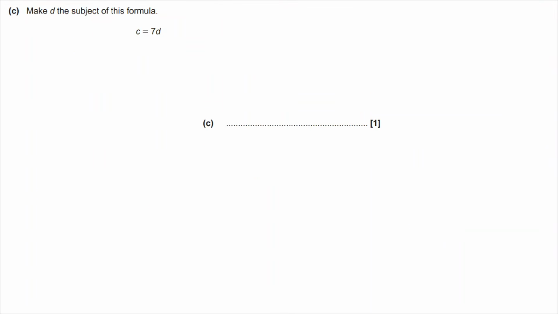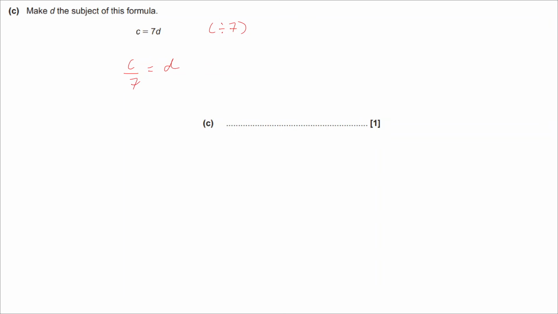Perfect. Question C, make D the subject of the formula. So currently C is the subject, it's the thing on its own by itself. To get D to be the subject, well, this means 7 times D. You've got to divide both sides through by 7. So it's going to become C divided by 7 equals D. Because if you divide this by 7, the 7s will cancel, then you can divide this one by 7.